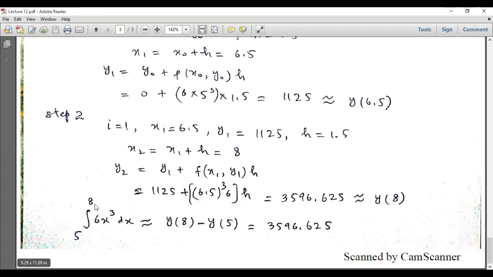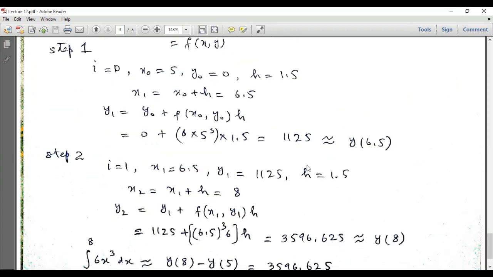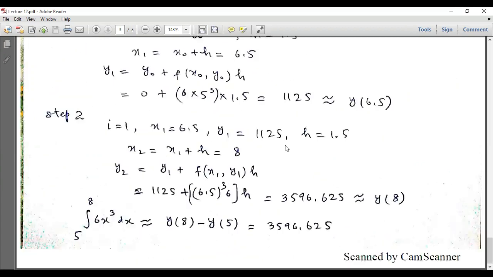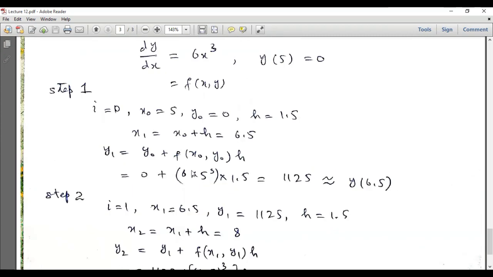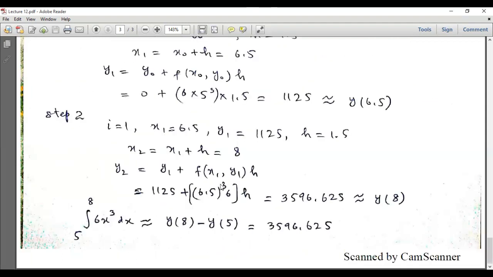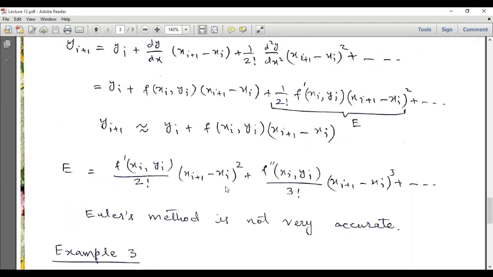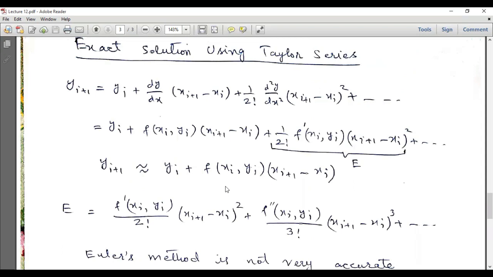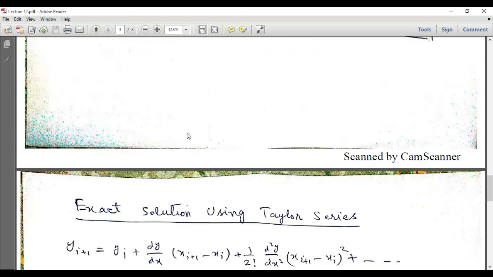So the integral from 5 to 8 of 6x cube dx is equal to y8 minus y5, and y5 is equal to 0, so that will be equal to y8. So it is 3596.625. This is how we can solve differential equations using Euler's method. The only thing in Euler's method is that the step size should be as small as possible, because we are actually neglecting the higher order terms and just considering the first two terms.